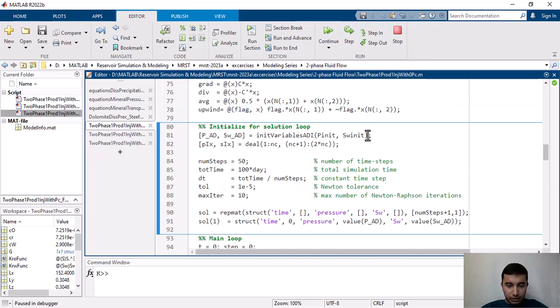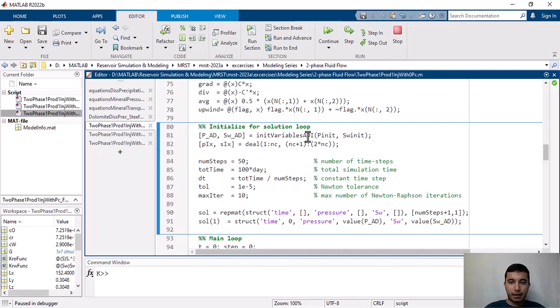Here I have used the function init variables ADI. Why have I used this function? Because I'm going to use automatic differentiation when using the Newton-Raphson method. I need to use the Newton-Raphson method in order to solve the set of nonlinear equations that I have.